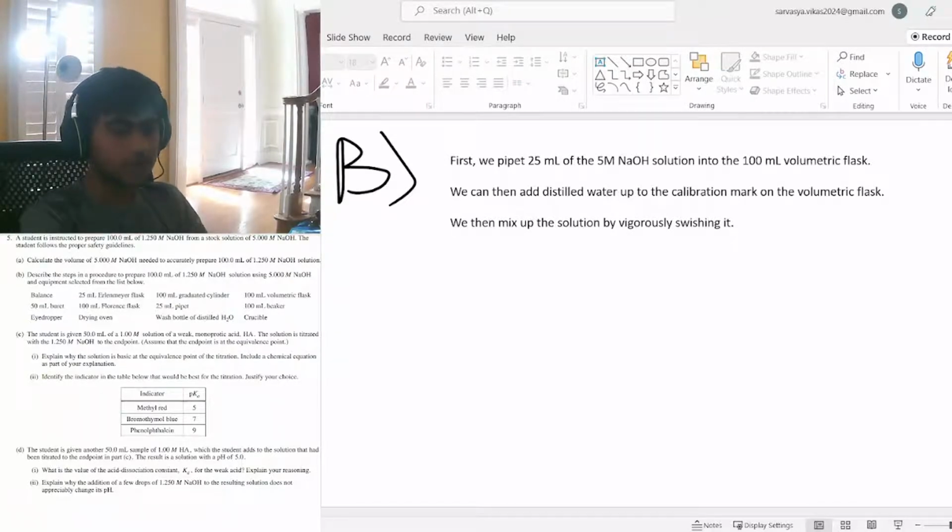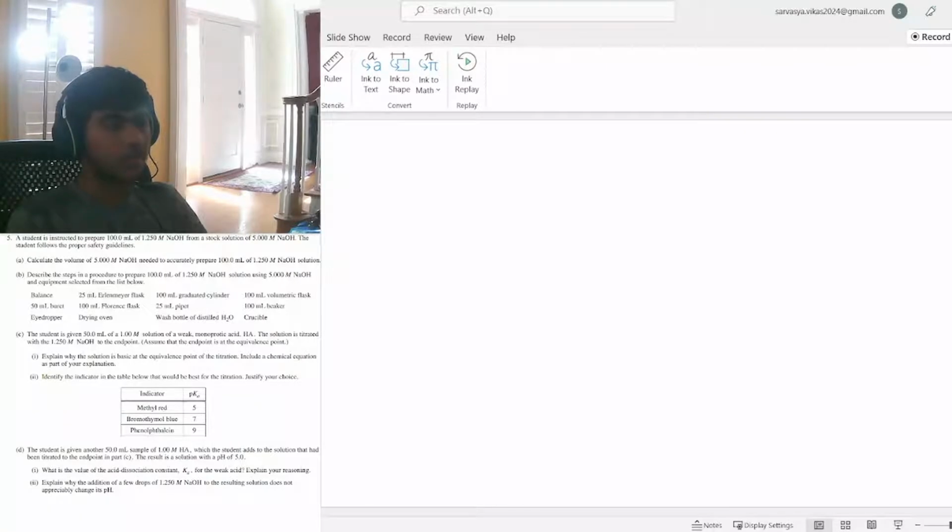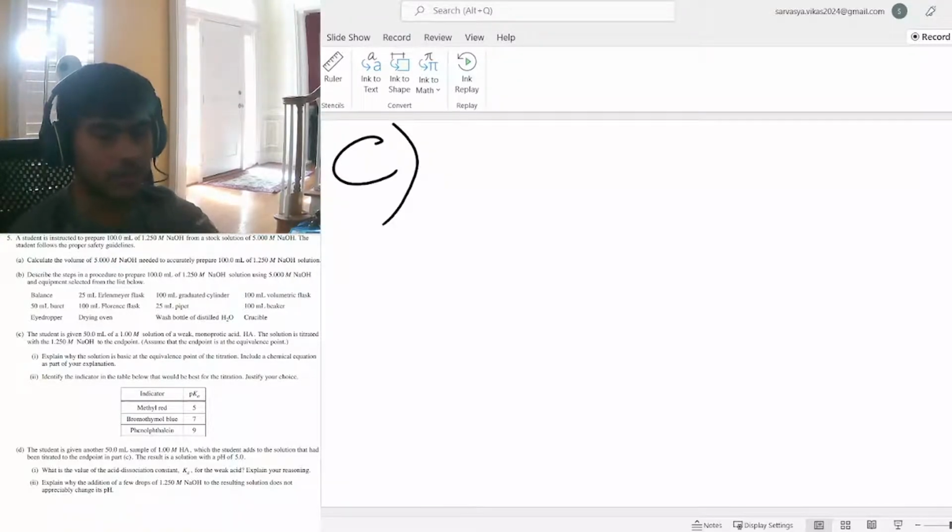So the student is given 50 milliliters of a 1 molar solution of a weak monoprotic acid, HA. The solution is titrated with the 1.250 molar sodium hydroxide to the endpoint. Assume that the endpoint is at the equivalence point. Alright, so the endpoint is at the equivalence point. Then what? Well, let's see. We're going to explain why the solution is basic at the equivalence point of that titration. How are we going to explain that?